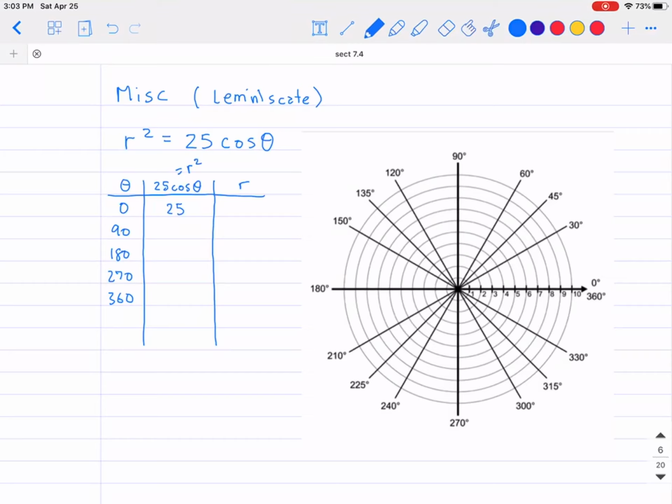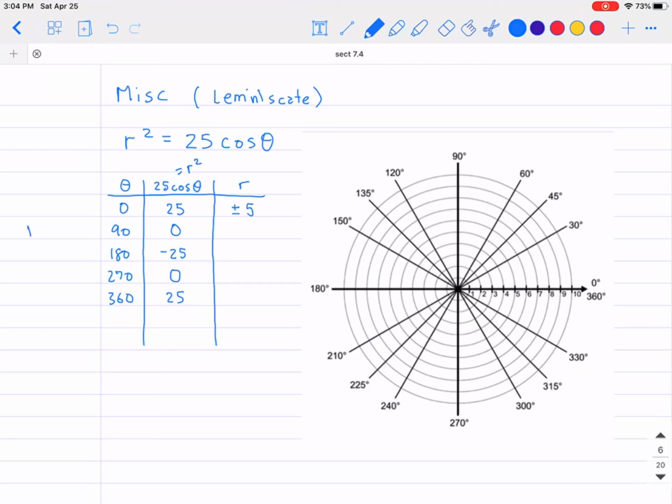Okay, so here we go. 0 plugged in, 25 cosine of 0, that's going to give us 25. Next, when you plug in 90, you're going to have 25 times the cosine of 90, which is the same thing as 0, so that is nice and clean. At 180, you're going to get negative 25. Then we're going to have 0, and then we're going to have positive 25 once again. Okay, so that's the easier part. Now, those are the r squared values. I want to know what the r values are for each one of these, because I want to know what the radius is.